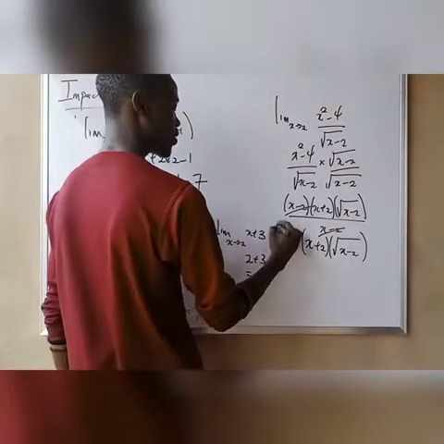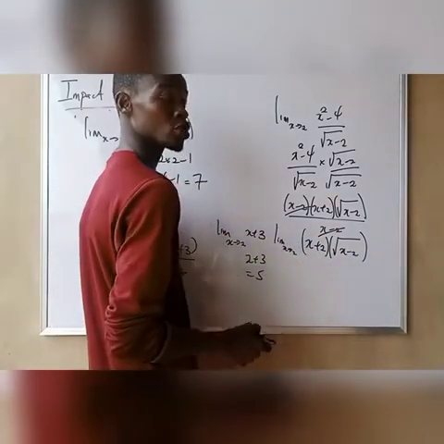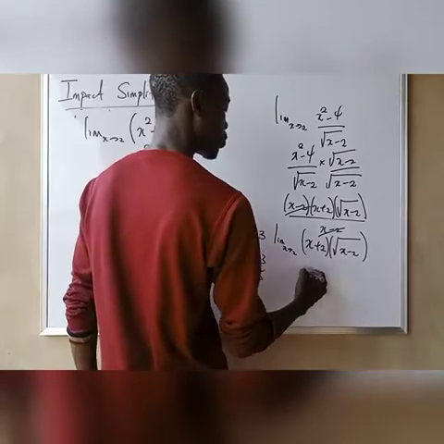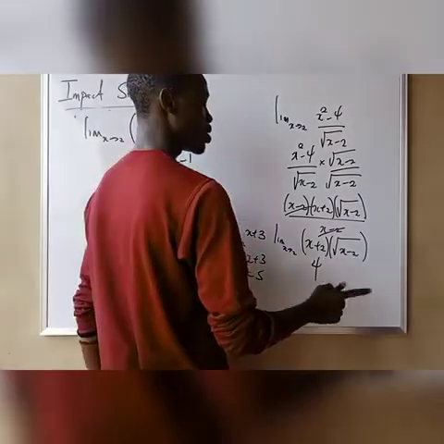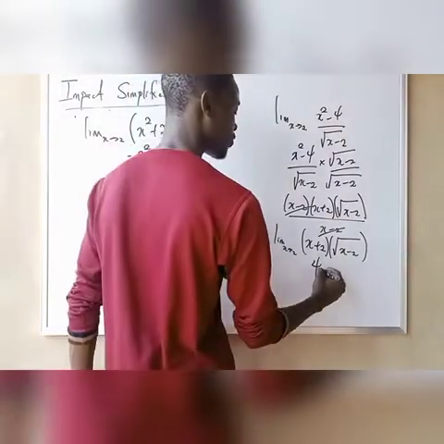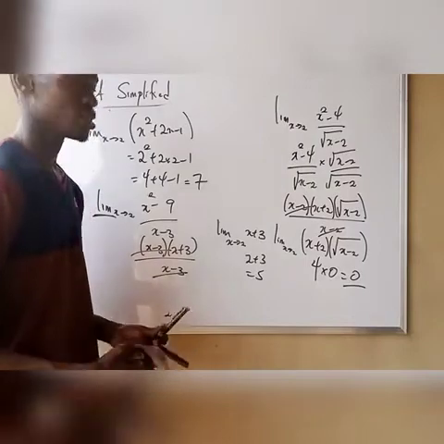After simplifying, then you limit your x to 2. Just put your x as 2. 2 plus 2 will give us 4. And what is 2 minus 2? That will give us 0. The square root of 0 is 0. And what is 4 times 0? That will give us 0. Do we get that? So it's simple.